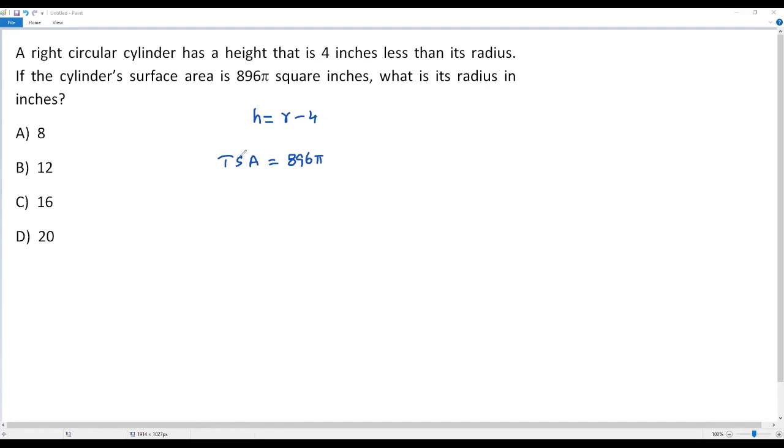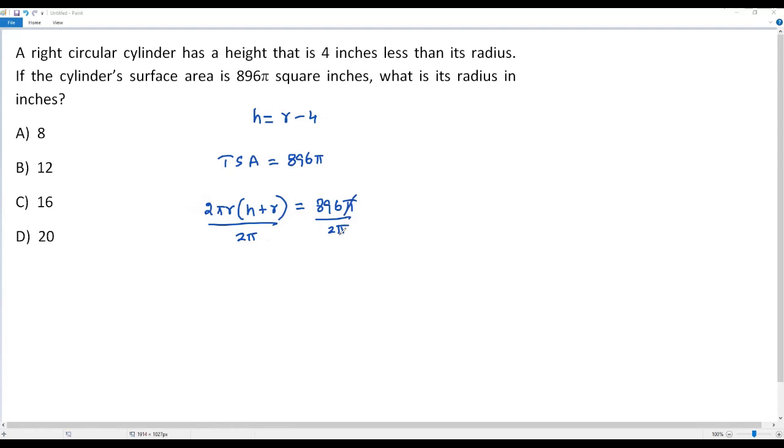Here we have the formula to get the total surface area of a cylinder, that is 2 pi r times h plus r. So this is the formula to get the total surface area of a cylinder. So it is equal to 896 pi. Now what we can do is divide both sides of this equation by 2 pi to simplify. So let me divide both sides of this equation by 2 pi.